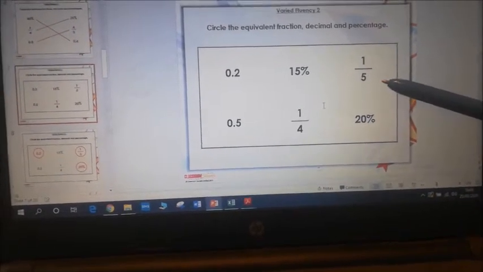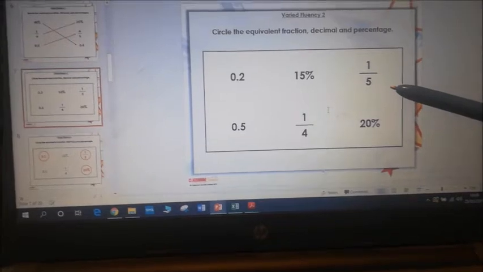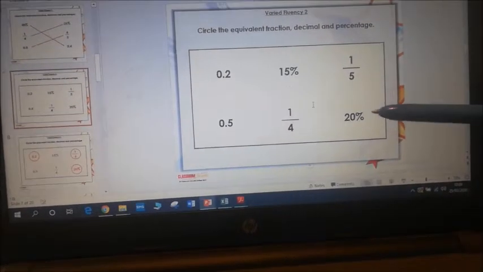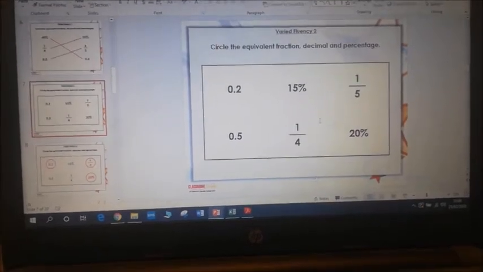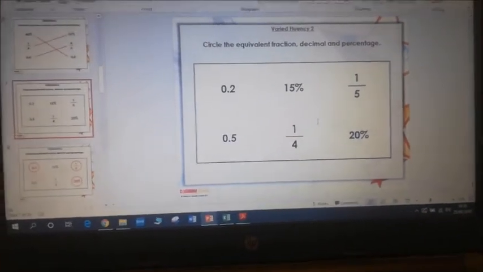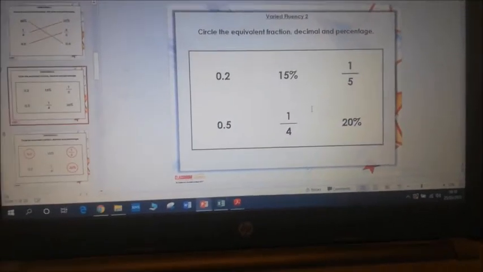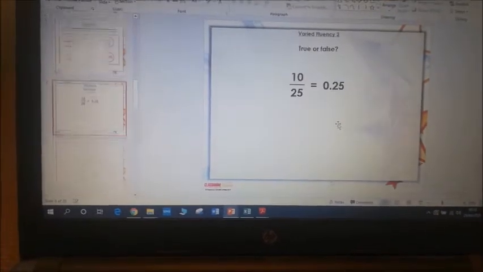Not sure. Let's get it over 100. So 5 times 20 would give us 100. 1 times 20 would give us the numerator. Then we can see if it matches up with the other two here. But it says circle the equivalent fraction, decimal, and percentage. So to convert them all, so we can work it out and then go from there. That's varied fluency 2, the answer there.